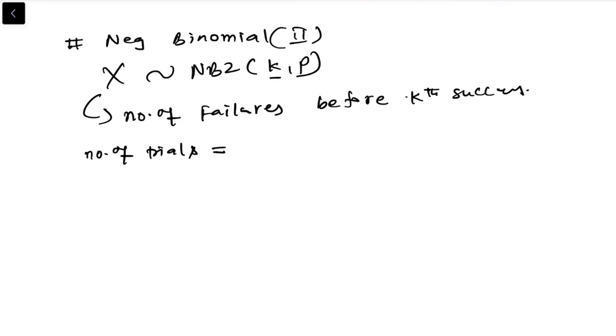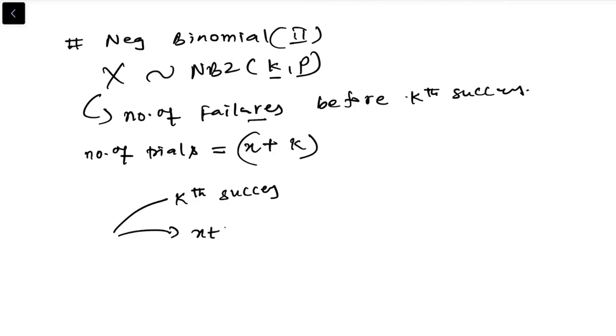So you have x number of failures and k successes. The sum of these is the number of trials, right? Now you can frame type 2 the same as type 1. How? You are going to have the kth success in the (x plus k)th trial, right? So now this is the same as type 1.